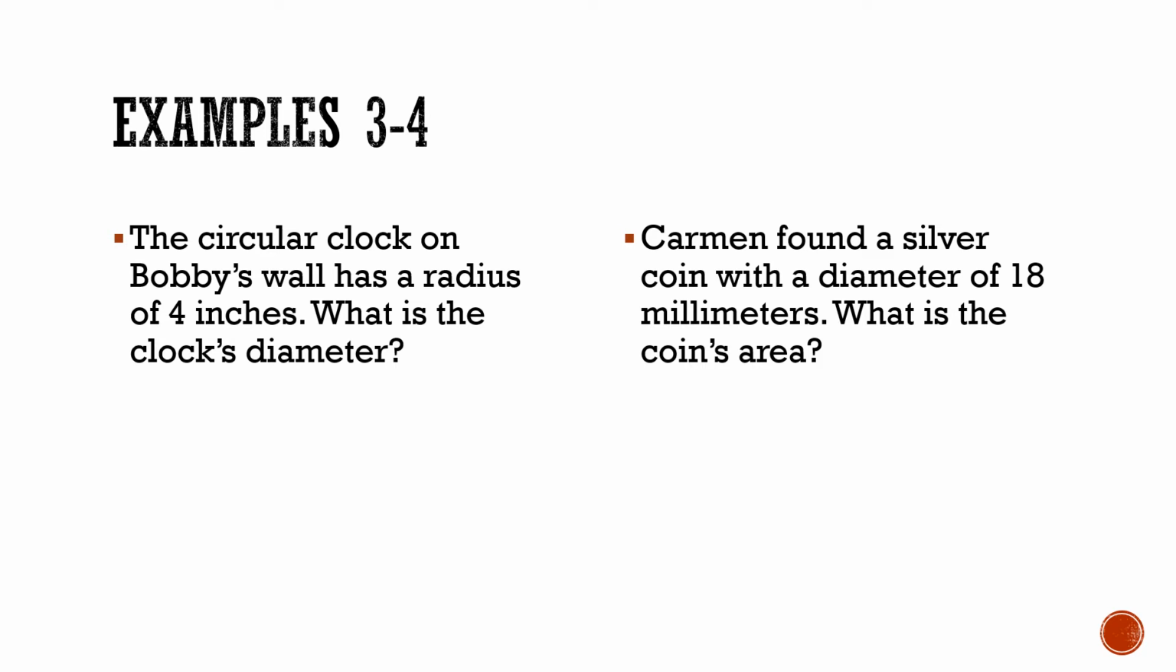The circular clock on Bobby's wall has a radius of 4 inches. What is the clock's diameter? So you're not having to do circumference or area in this one. It's just asking if the radius is 4, then what is the diameter? Remember, radius is halfway through the circle, diameter is all the way through the circle. So if the radius is 4, the diameter is 8 inches.